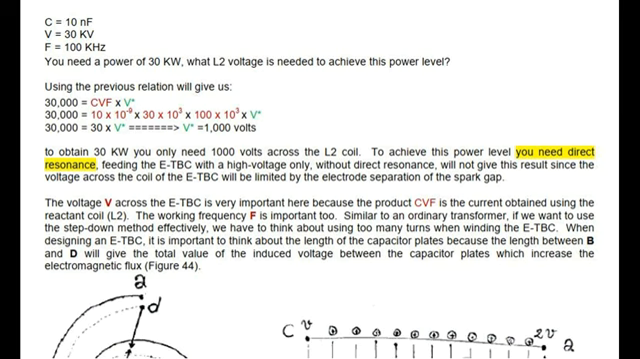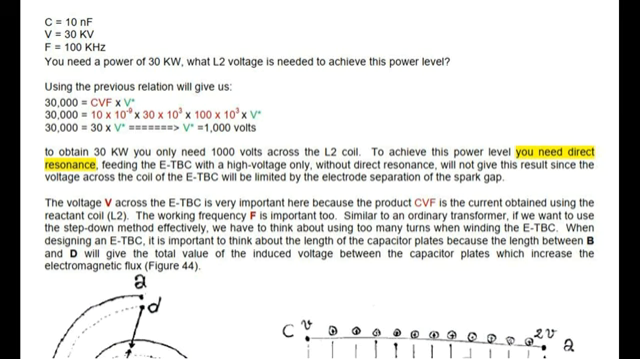To achieve this power level you need direct resonance. Feeding the ETBC with a high voltage only, without direct resonance, will not give this result, since the voltage across the coil of the ETBC will be limited by the electrode separation of the spark gap. The voltage V across the ETBC is very important here because the product CVF is the current obtained using the reactant coil, L2. The working frequency F is important too.